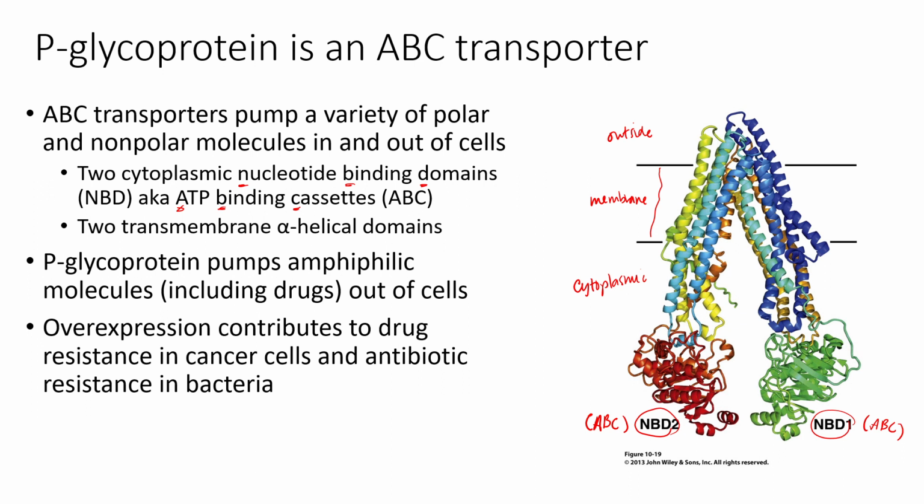Another example of overexpression of ABC transporters is something we'll see in bacteria, and it can contribute to antibiotic resistance in bacteria. So if antibiotic drugs are trying to get into the bacterial cell, an ABC transporter on the surface of the bacterial cell can then pump that antibiotic right back out of the bacterial cell, and therefore the antibiotic cannot kill the bacterial cell.